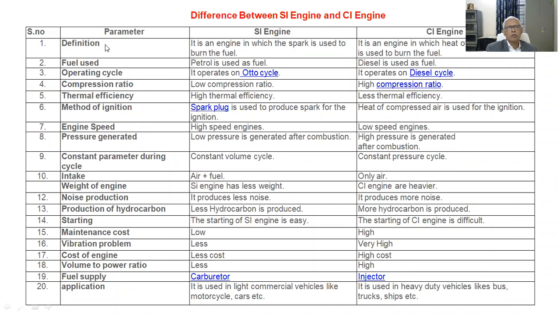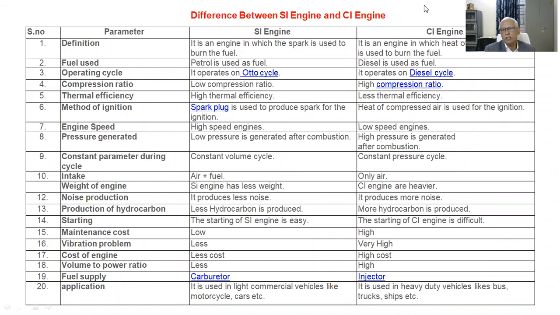So in this, what are the parameters I just used here? Definition, fuel used, operating cycle, and all the things like that, down to applications. So in the case of this particular engine, what will we be using? This is the engine in which, because of spark ignition, the fuel starts burning. That electric spark is generated inside the engine, and hence heat is generated there.